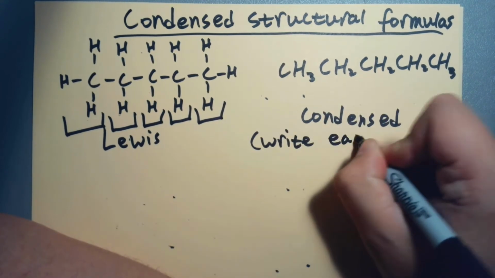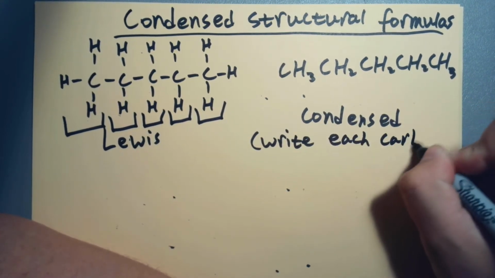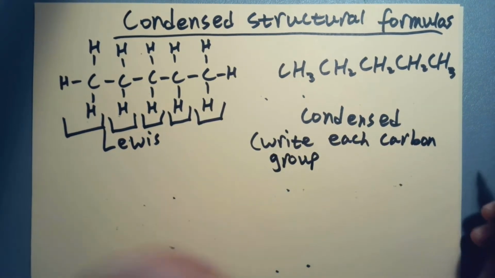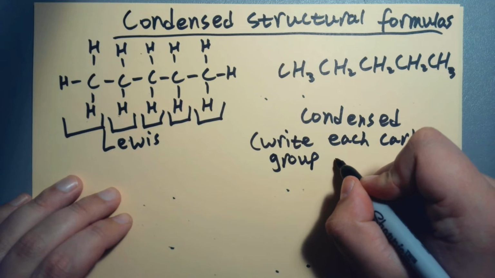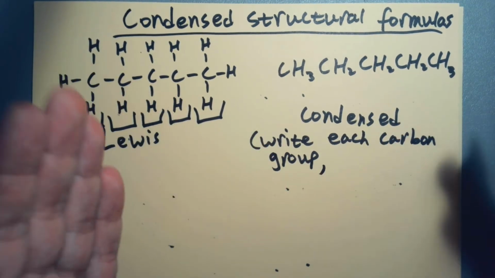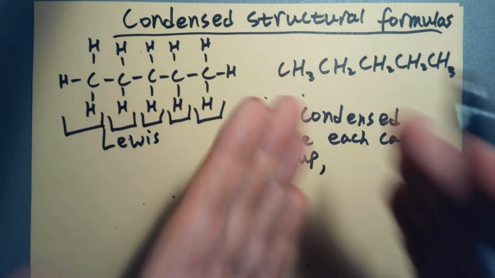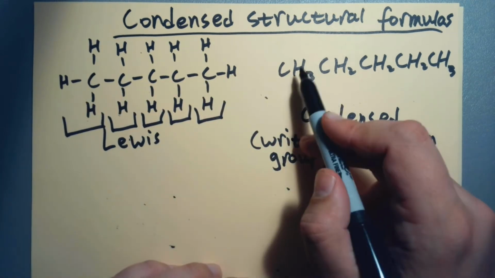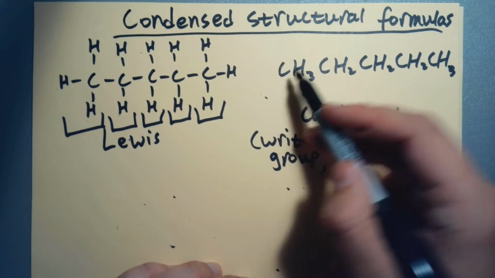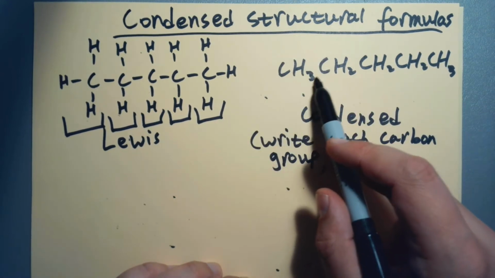So we write each carbon group. So what are we implying? Well, we're not showing any bonding structure, so we are implying something about it. We're implying that whatever's after the carbon is bonded to it. And we're also implying that this carbon is bonded to the next one.